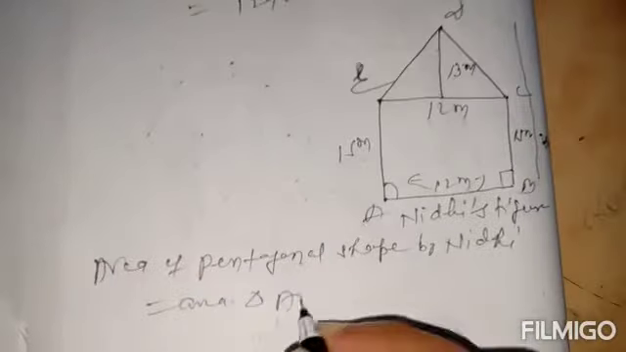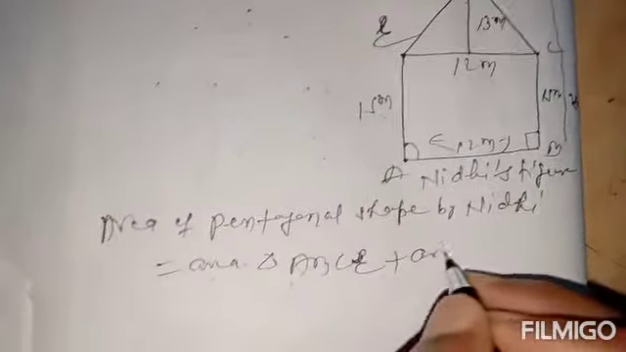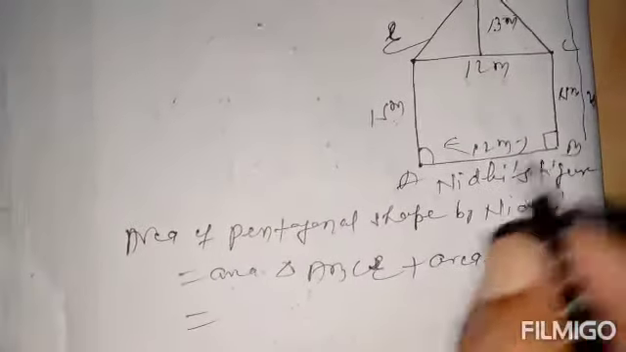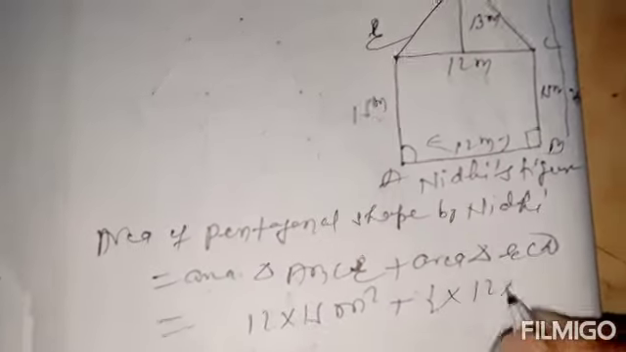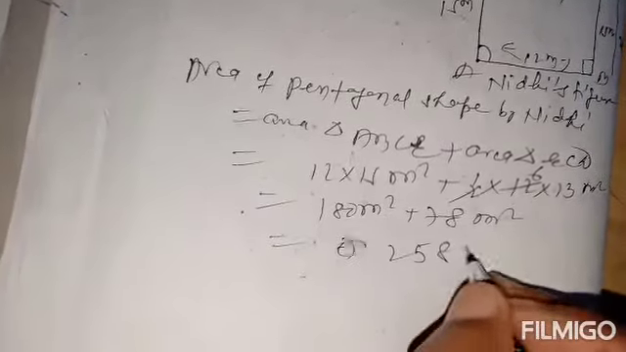Then area of pentagonal shape by Nidhi is equal to area of rectangle ABCE plus area of triangle ECD, and this is L into B, 12 into 15 meter square, and this is half into 12 into 13 meter square, half into base into height. 15 12s are 180 meter square, plus 2 6s are 12, 13 6s are 78 meter square, and their sum is also 258 meter square.